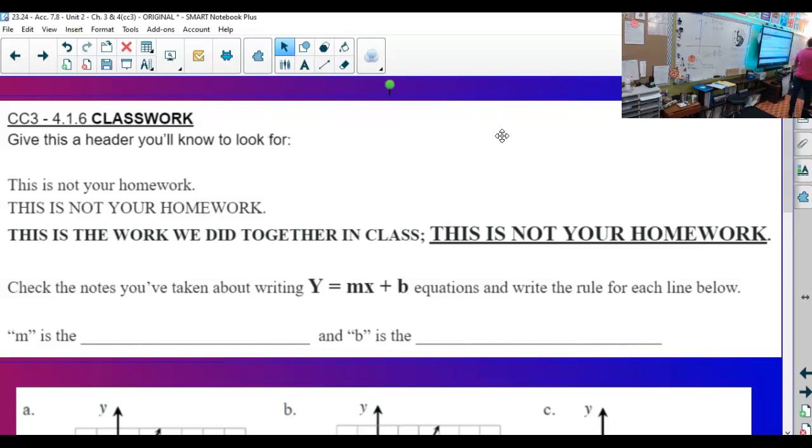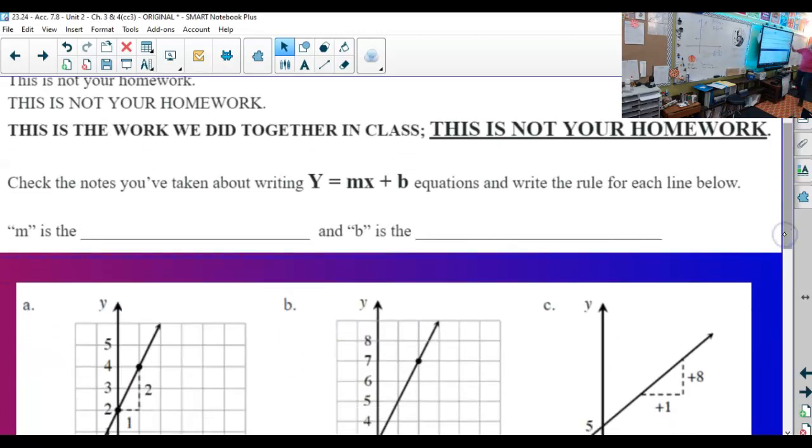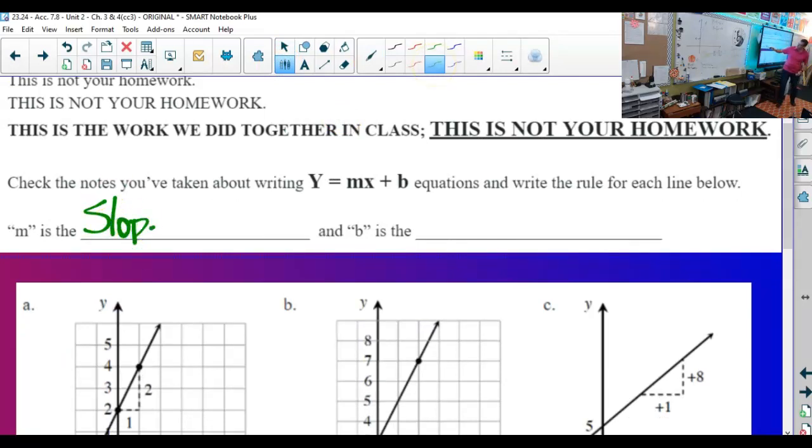So let's make sure we all agree on a couple things before we're just way too far into class. When thinking about the equations of our lines, the M, Cora, the M represents what? The slope, or another synonym we had for that was growth. Right? Slope or growth.